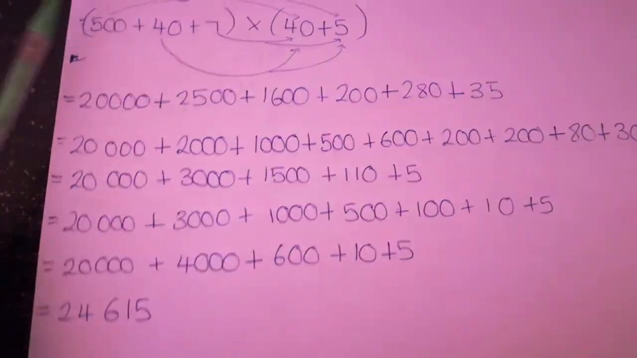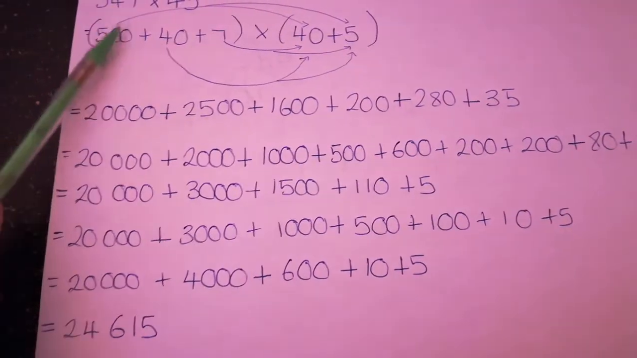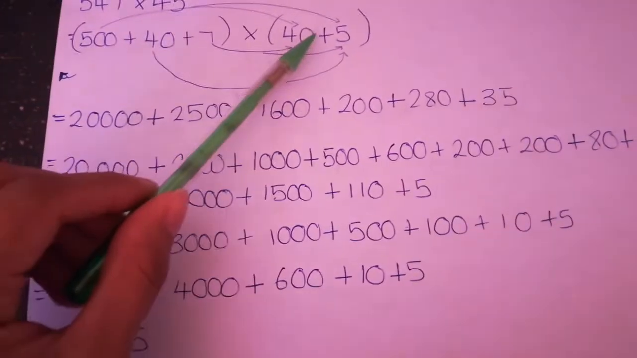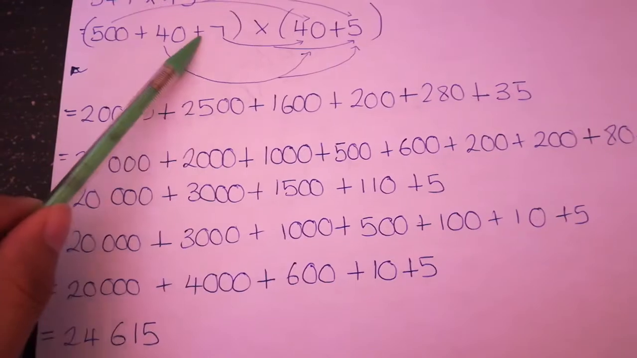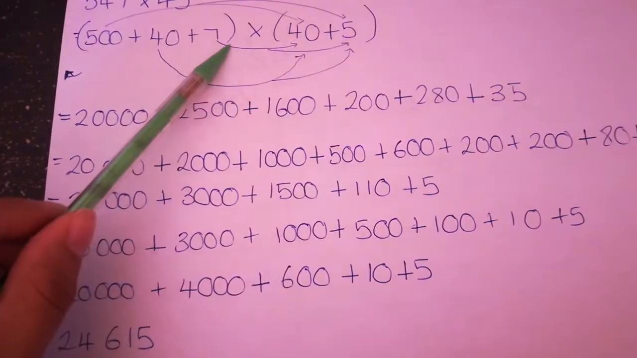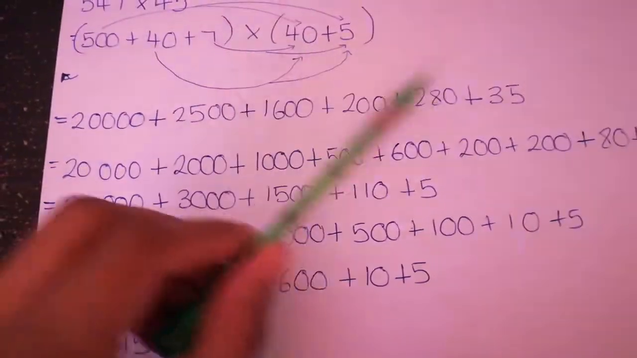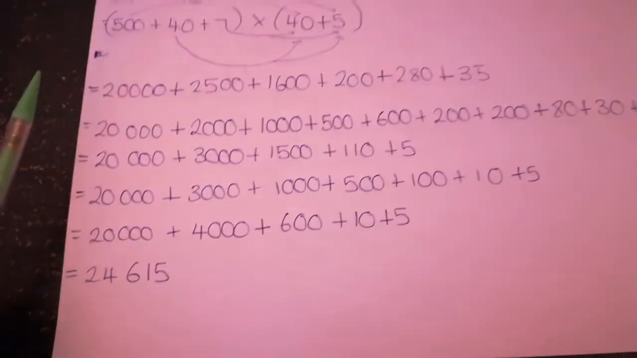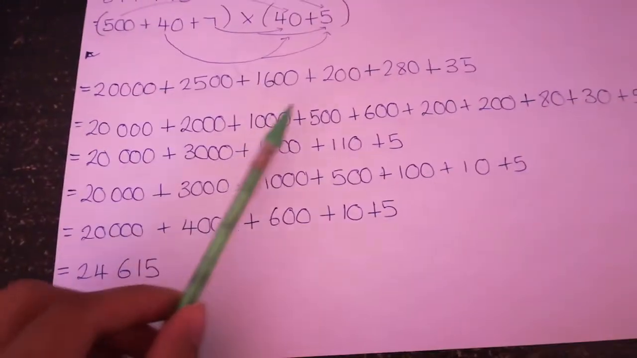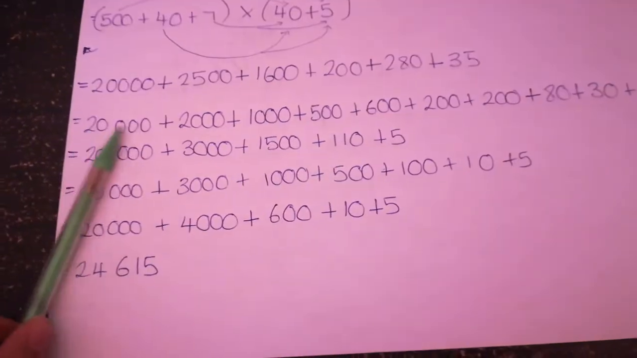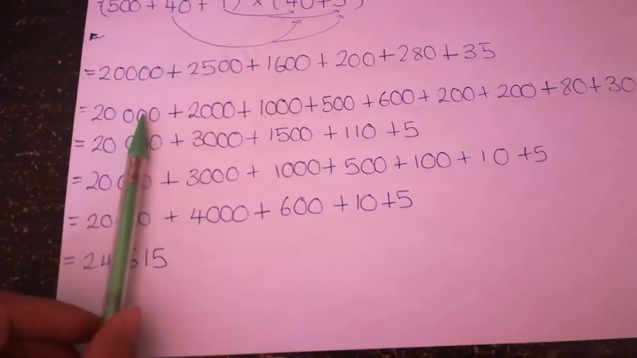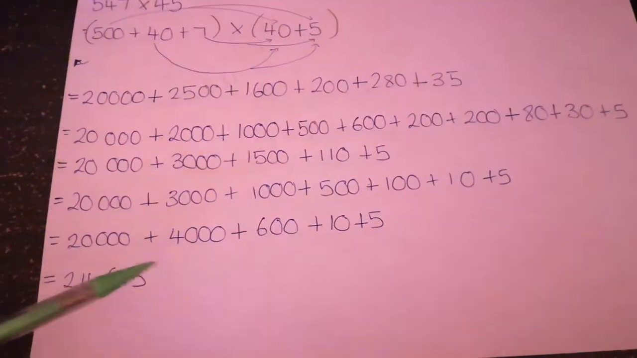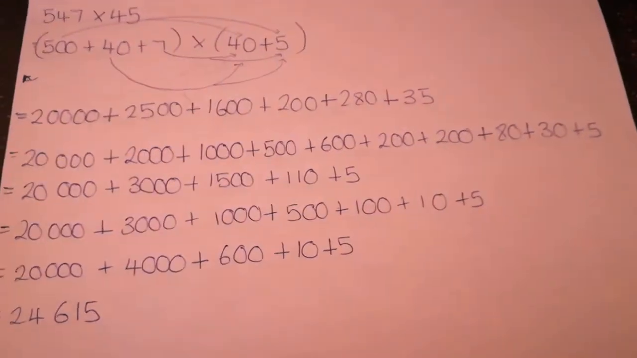Please look at it. So I said 500 times 40, 20,000. 500 times 5, 2,500. 40 times 40, 1,600. 40 times 5 is 200. Then 7 times 40 is 280. 7 times 5 is 35. I put the place values together, right? Because at the end, it just makes calculating our answer much easier.